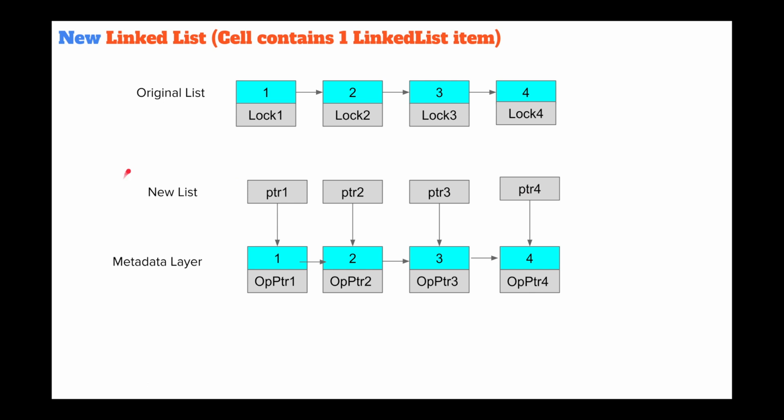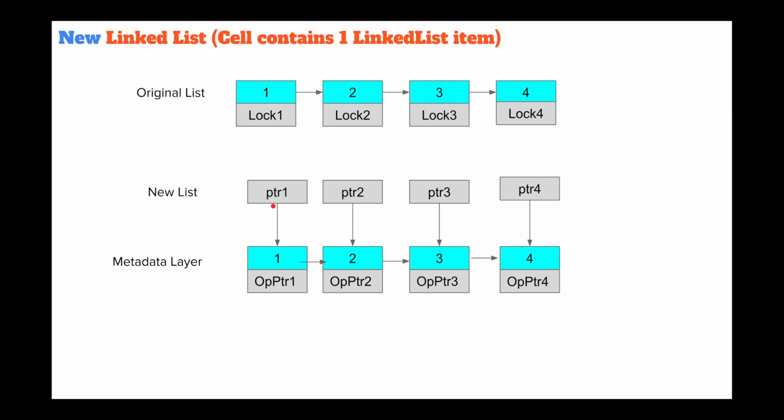So 1, 2, 3 and 4 are still there. We still maintain the linked list as it is, and instead of a lock we have an op pointer. The op pointer points to an op description, and the op description contains the program counter plus the operations that the process needs to perform. We'll cover that in detail in the subsequent slides, but on a high level this is what it would look like.